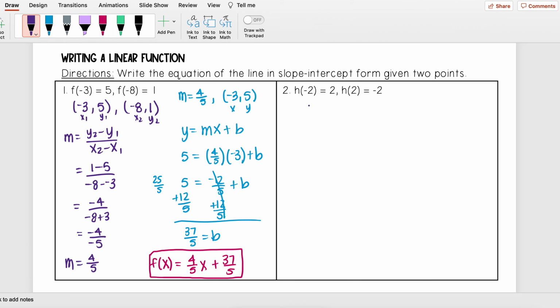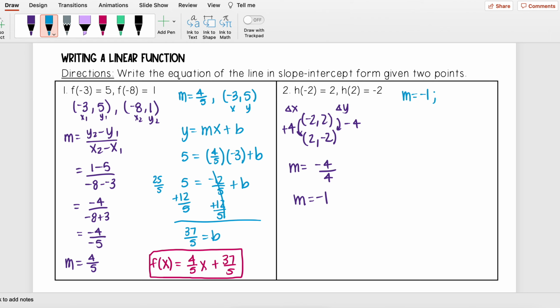Okay, looking at this last one, I have -2, 2, to 2, -2. To get from 2 to -2, I subtract 4. To get from -2 to 2, I add 4. And so my m is going to equal -4/4, which is -1. So I have m equals -1. And I'm going to use my first point, -2, 2.